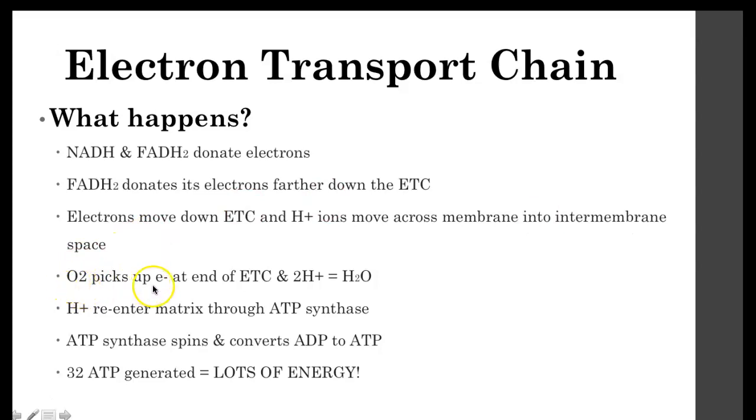At the end, an oxygen is going to pick up electrons to form a water molecule. The hydrogens are going to re-enter the matrix through ATP synthase, and then the ATP synthase is going to spin and convert ADP into ATP, and we're going to produce a whole lot of ATP here.